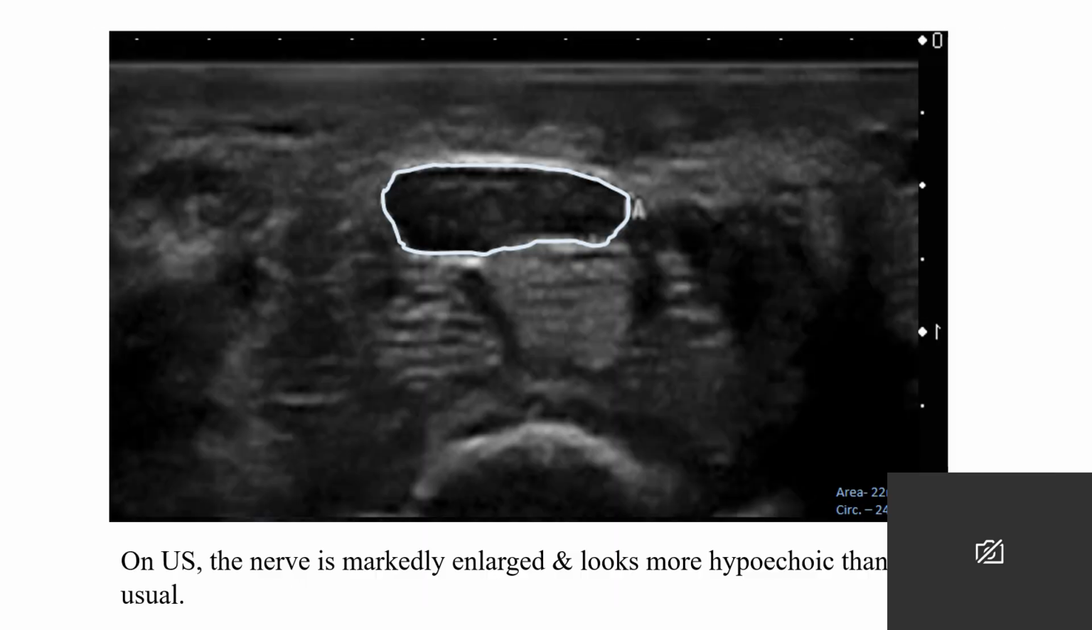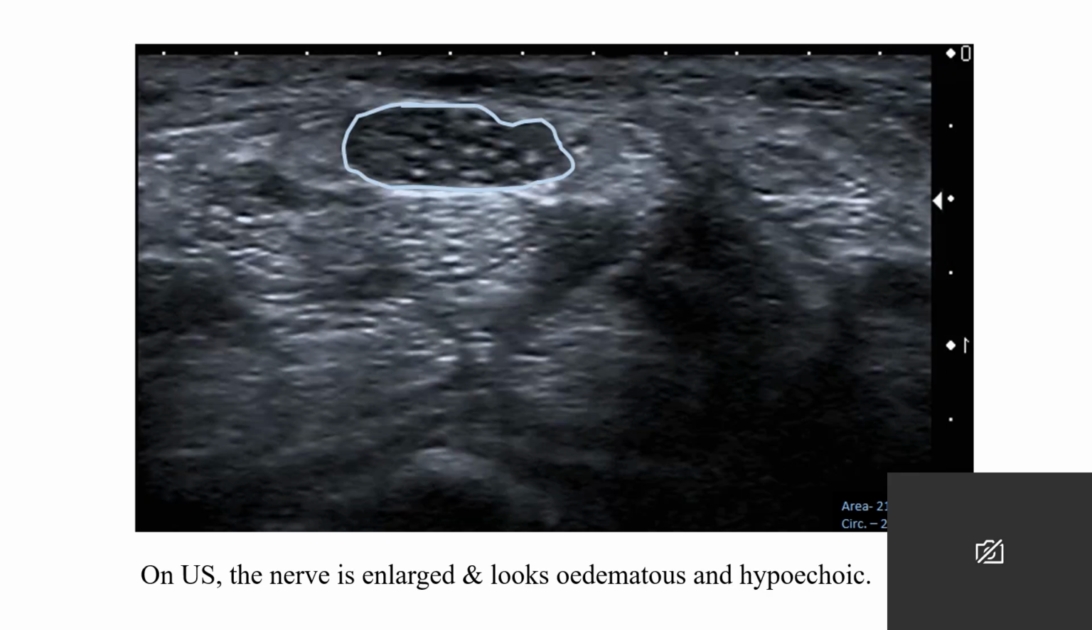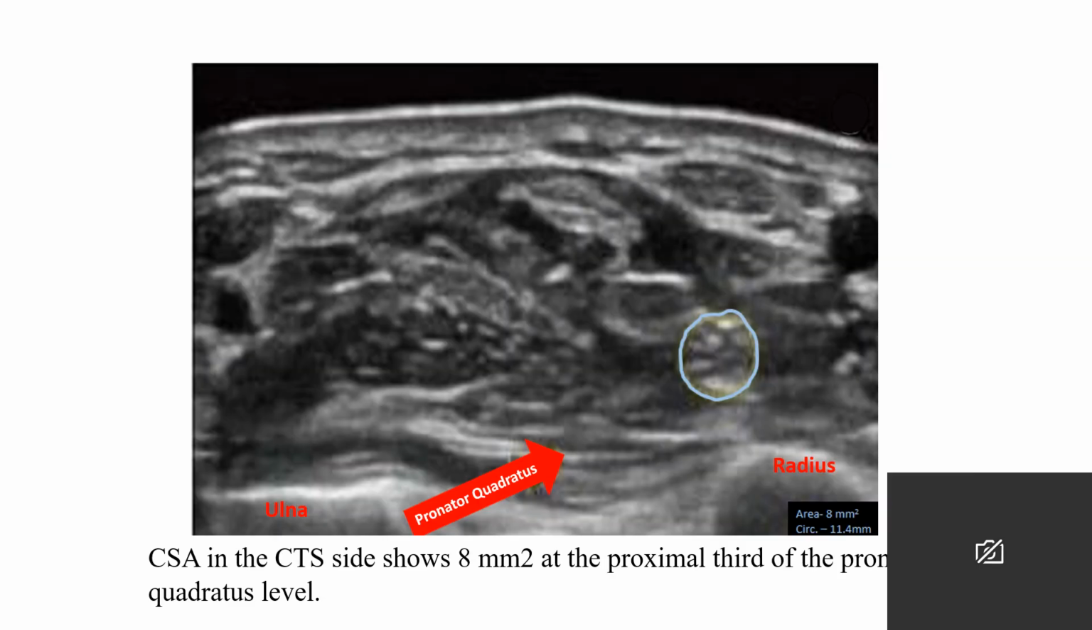So this ultrasound image shows the nerve is markedly enlarged and looks more hypoechoic than usual. And the second image shows the nerve is enlarged and looks edematous and hypoechoic. And this third image, this is cross-sectional area taken at the level of proximal third of the pronator quadratus muscle, and it shows 8 millimeter square of cross-sectional area.